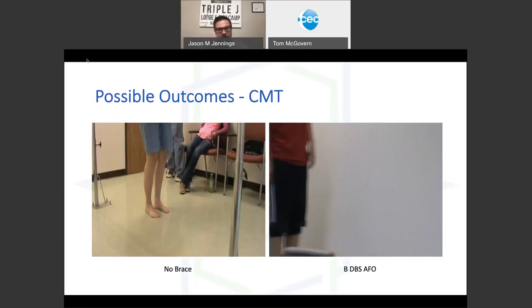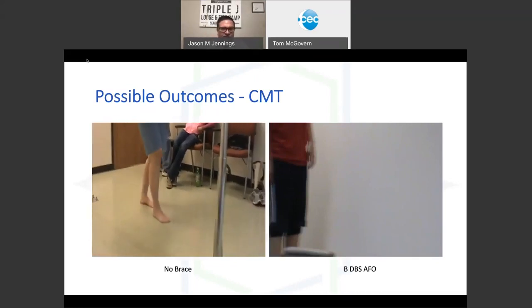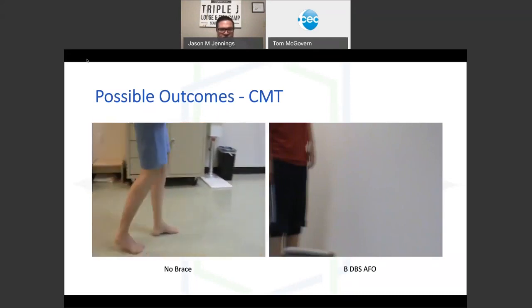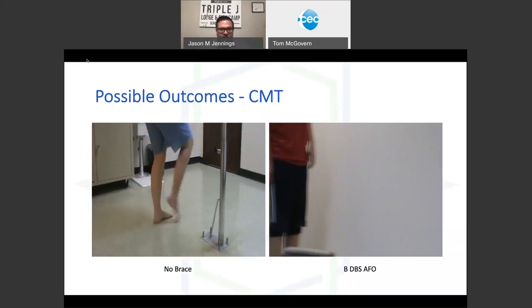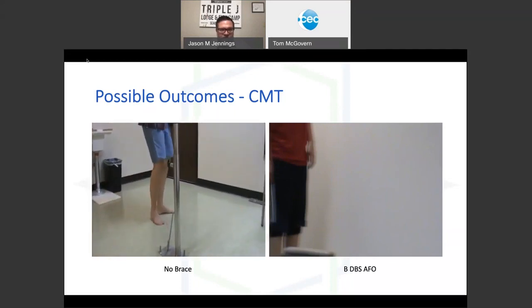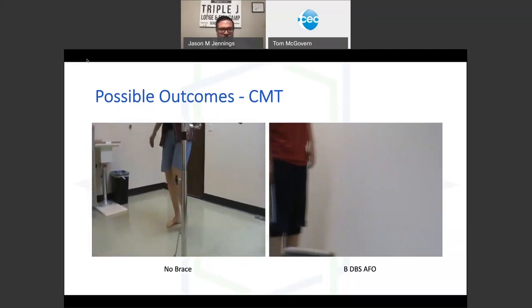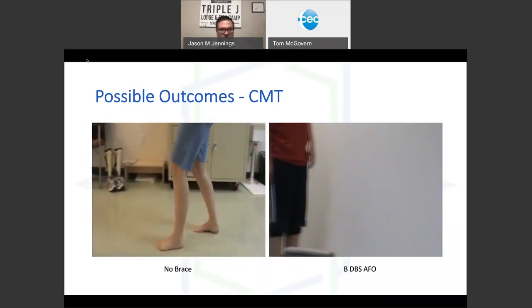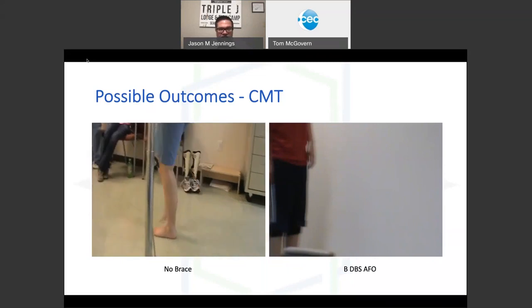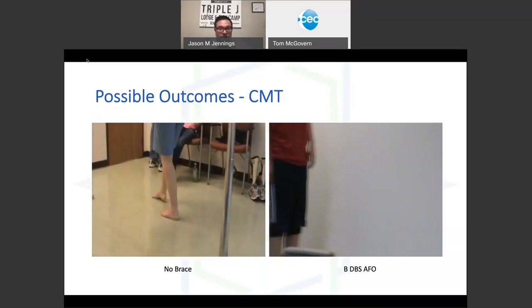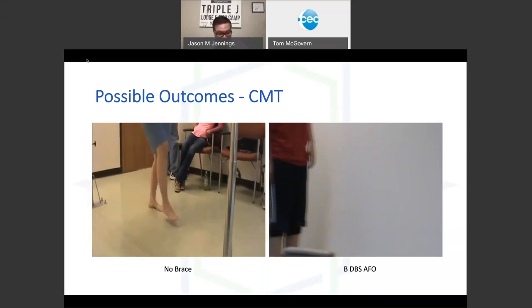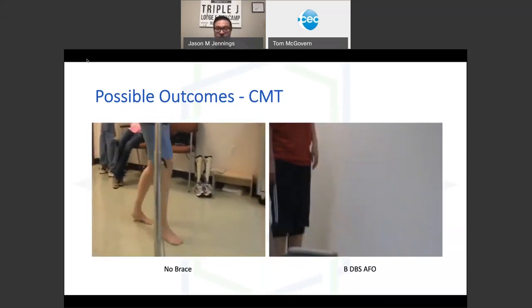So this first lady is a CMT patient. Here on the left, she's unbraced. She's walking down the parallel bars and holding on with her right hand. She obviously has a steppage gait. She has a crouched gait. She has a very difficult time standing and balancing hands free. She doesn't like to, or she won't. I had the opportunity to make her a dynamic bracing solutions, ground reaction, dynamic response AFO.